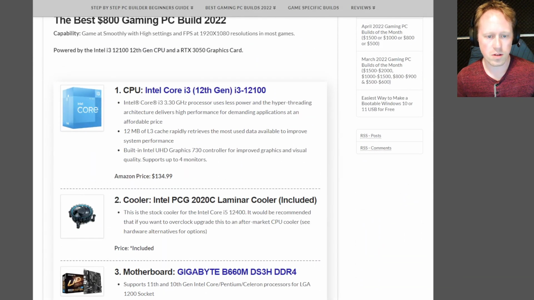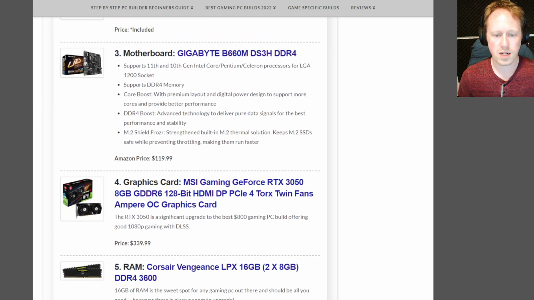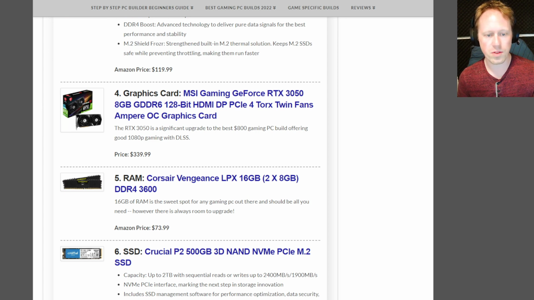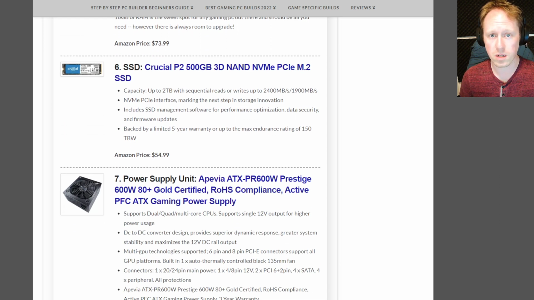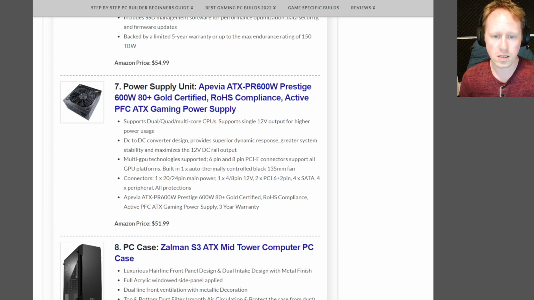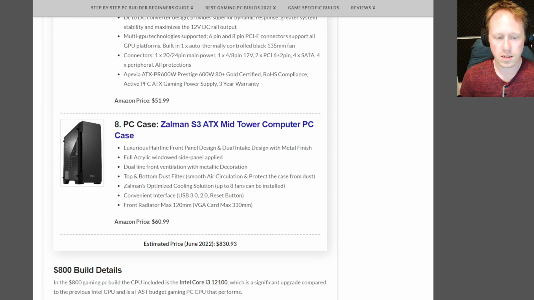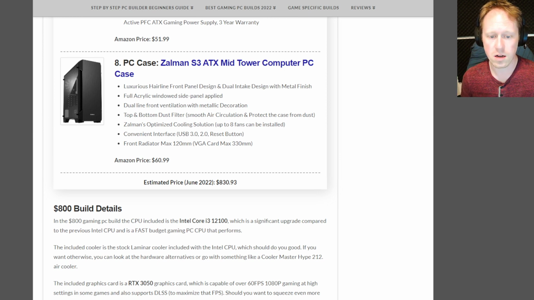Next build we have is the $800 gaming PC build of the month. The CPU is the Intel Core i3-12100, $134.99. Again, we include the stock cooler with this one. Motherboard is Gigabyte B660M DS3H, $119.99. The graphics card for this one is the GeForce RTX 3050. Again, this one's gone down, $339.99. The memory is the Corsair Vengeance LPX 16GB kit, 3600 megahertz at $73.99. And then the storage is the Crucial P2 500GB NVMe SSD, $54.99. Power supply is the PVIA ATX 600W, $51.99. The case for this one is the Zalman S3 mid-tower case at $60.99, coming in just over, this one's kind of the exception, just over $800, $830.93 for June 2022 at the moment.